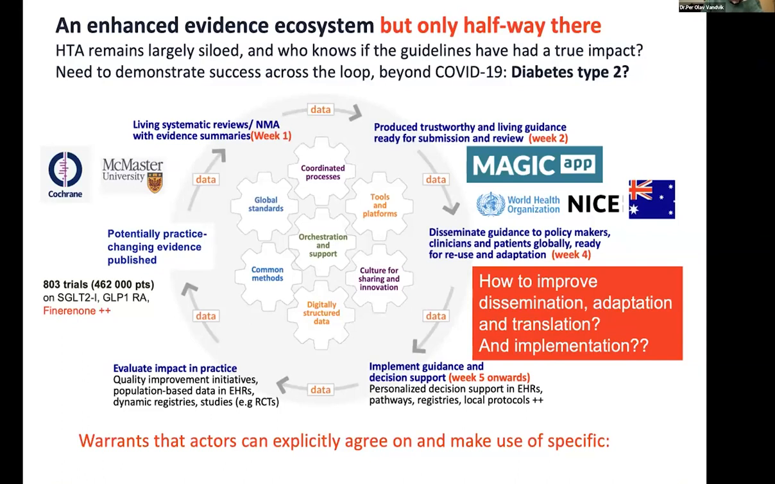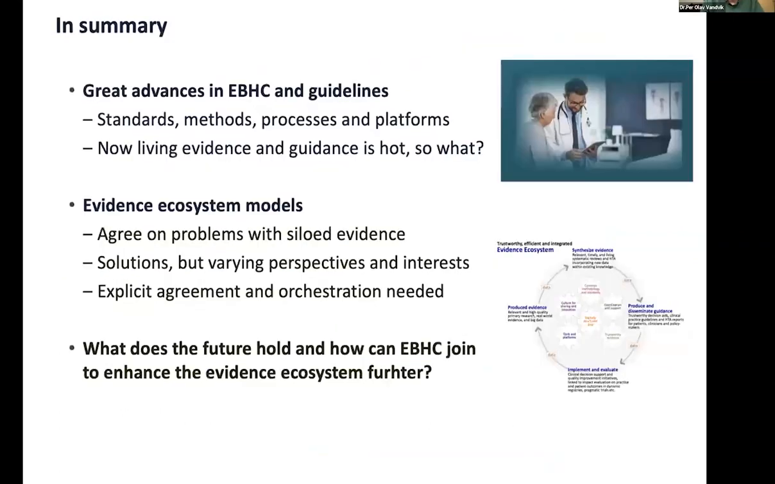Our learning has been that all organizations want to collaborate to reduce duplication and enhance efficiency, but I don't think this will work unless we have explicit agreement on some standards, say for trustworthy guidelines, how we use methods such as GRADE, and perhaps even more importantly, how we coordinate our processes, how we collaborate in this evidence ecosystem. And again, technology, digitally structured data can help, but it's just a facilitator to enhance this evidence ecosystem. So this is a challenge, and we are devoted to work with all interested parties to make this work and show success. So I think it's fair to say that looking at these great advances in evidence-based healthcare and guidelines, standards, methods, processes, platforms, living guidelines is here to stay.